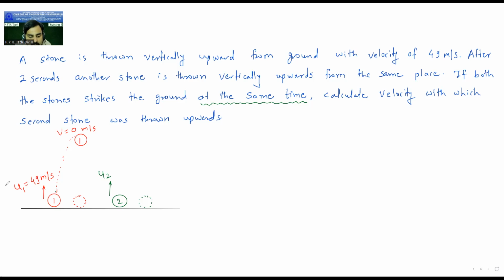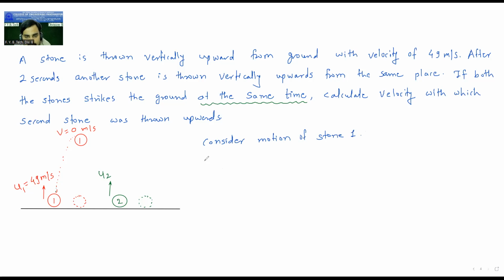0. Okay. So we can calculate the time required by stone 1 to reach maximum height. Once we know this time, then whatever time is required for this first stone to go to the maximum height, the same time will be required by stone 1 to come back to the ground. Okay. So here, what I will write here, consider motion of stone 1.